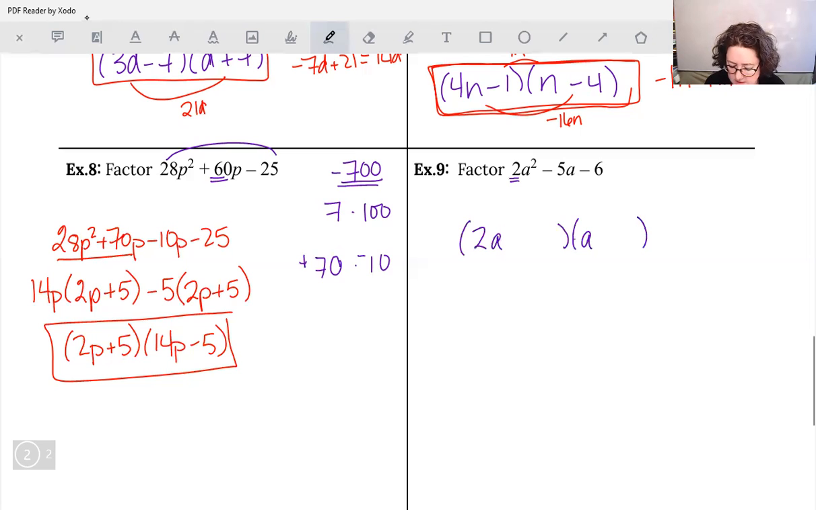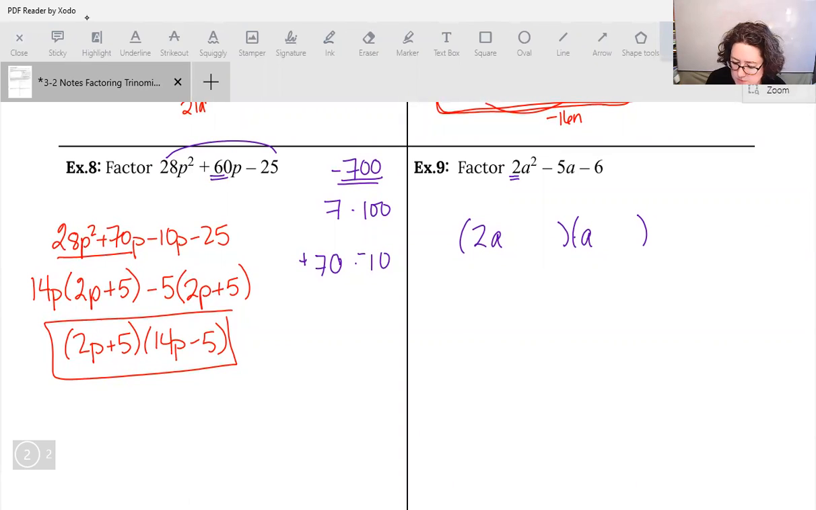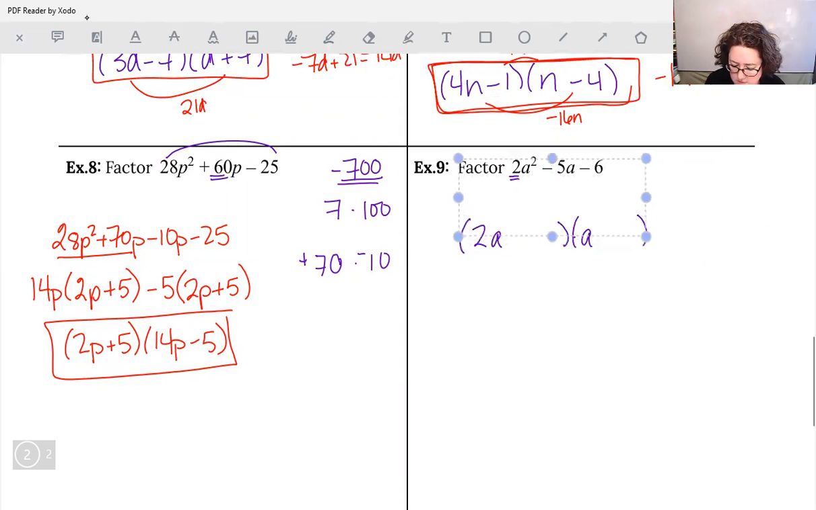And actually, let me take this and move him up a little bit. Oops, multi-select, there we go. Let's move that up a bit.